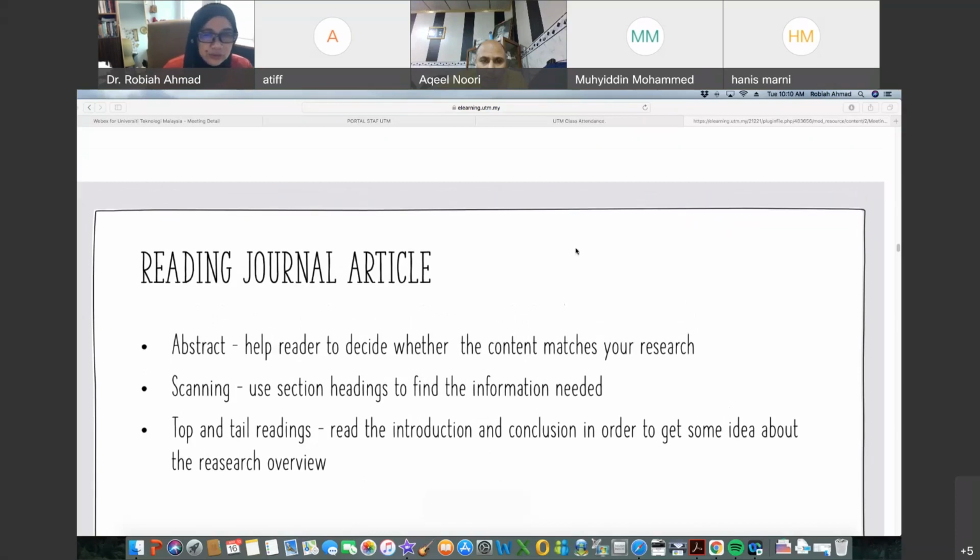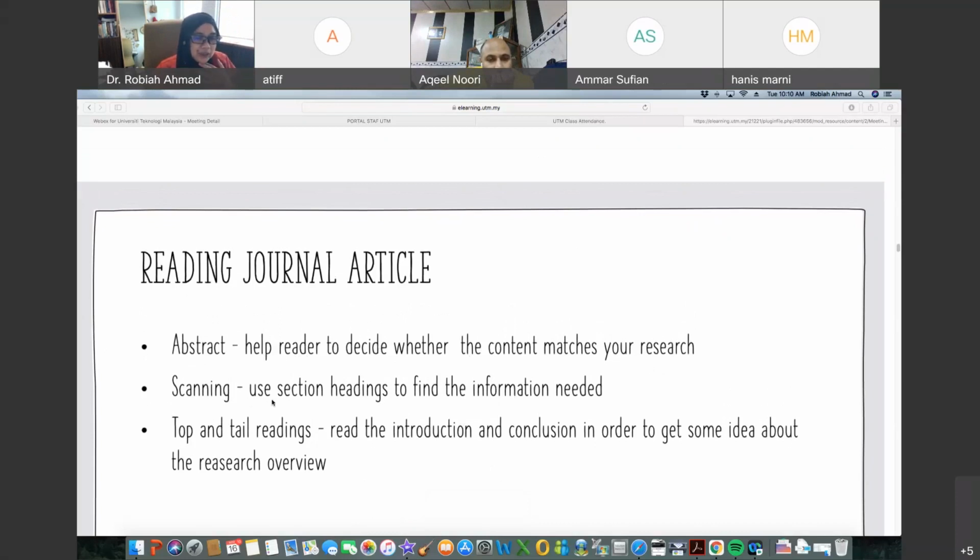So most of you are first semester, right? Yep, doktor, first semester. Okay, so reading journals. We already looked at the journal just now, the abstract. So now you have some ideas when you read an abstract, hopefully. Actually the abstract helps the reader to decide, just like I mentioned, whether it matches with what we are looking for or not.